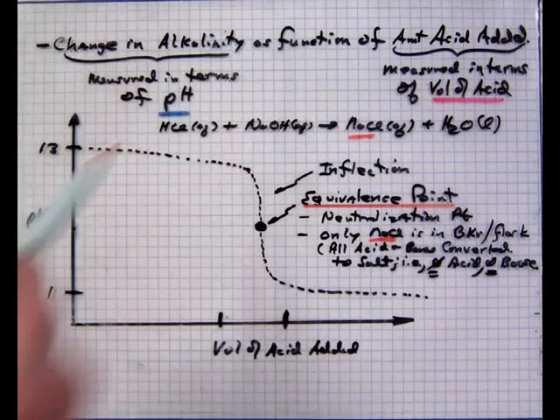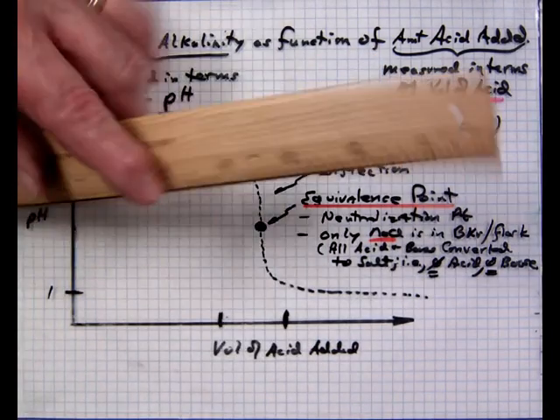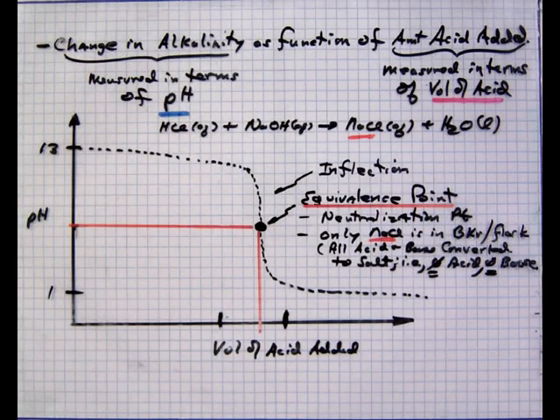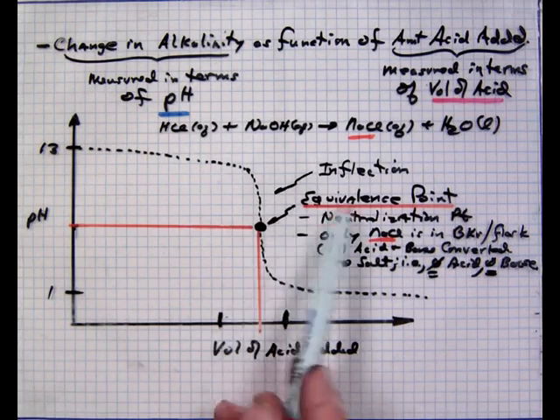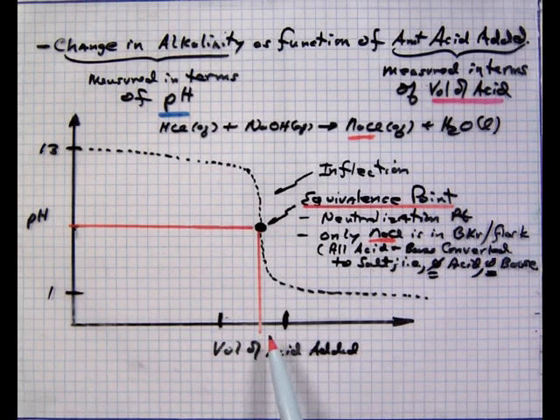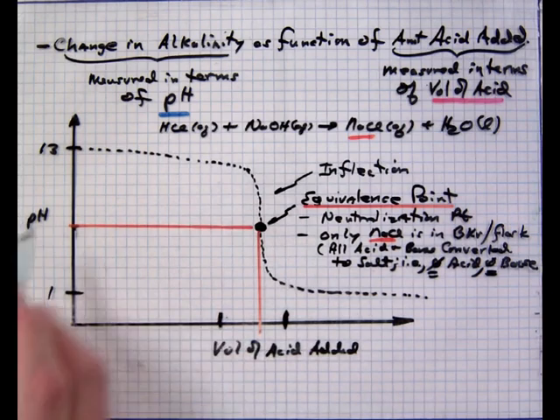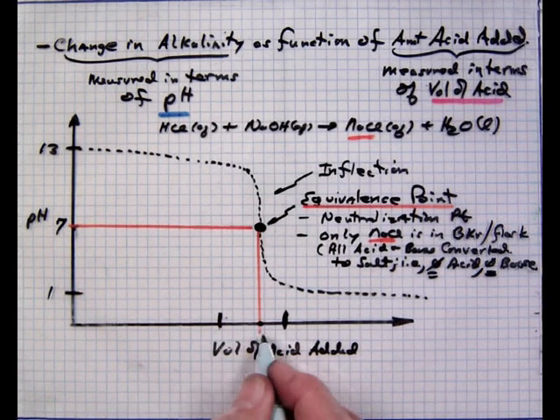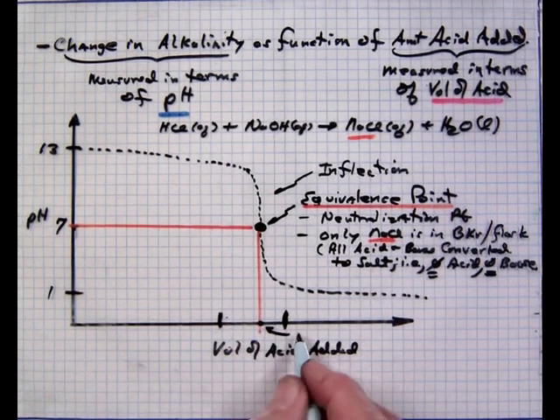If this is a true strong acid, strong base titration, I can draw a line from the equivalence point to the pH axis and a line from the equivalence point to the volume axis, and we'll find that the pH at the equivalence point for a strong acid, strong base titration will be 7. And this volume right here is the equivalence point volume.